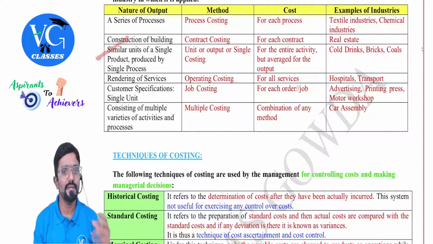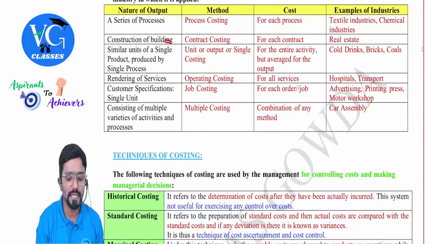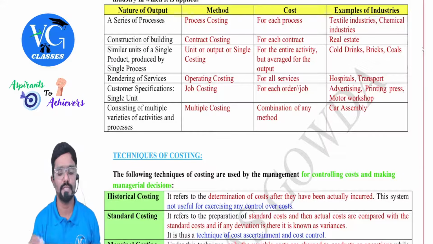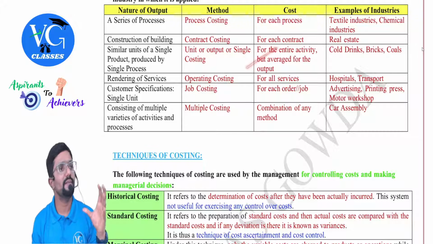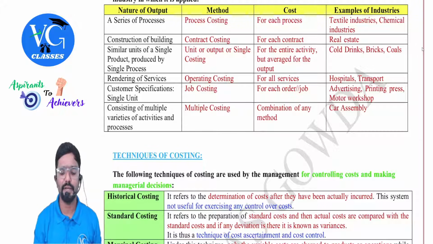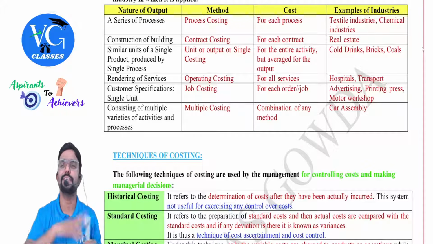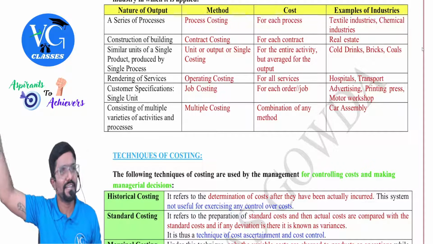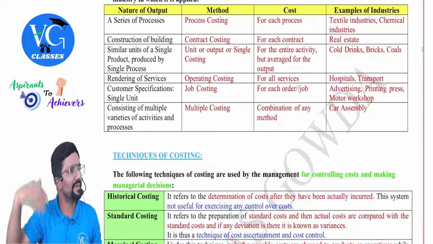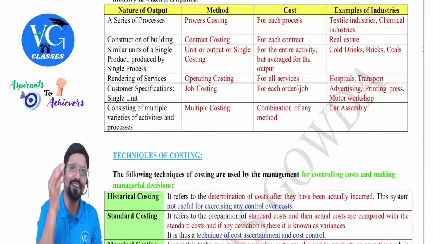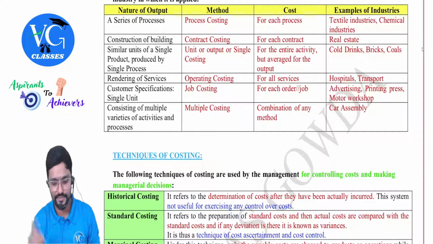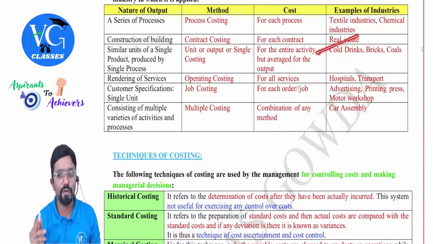Then coming to similar units of a single product produced by a single process. Okay, a single product is produced on a continuous basis, which is the suitable method? Unit costing. Here, what do we calculate? We calculate the cost of the entire activity, but average for the output. Average for the output means what? Simple. First calculate total cost, including all the elements, then divide it by the number of units. What will you get? Cost per unit on an average. Okay. Example, cool drinks, bricks, coal, etc.